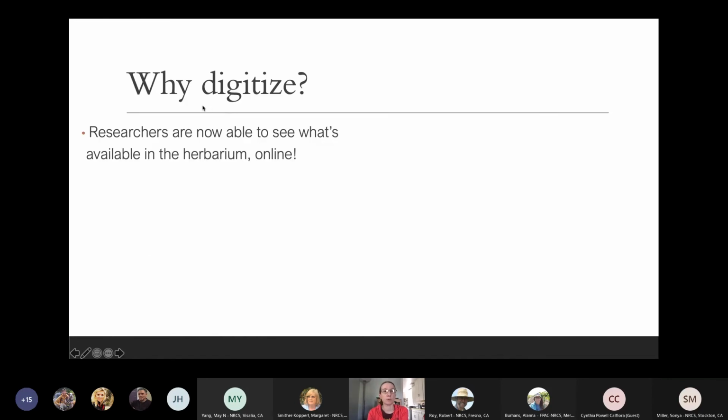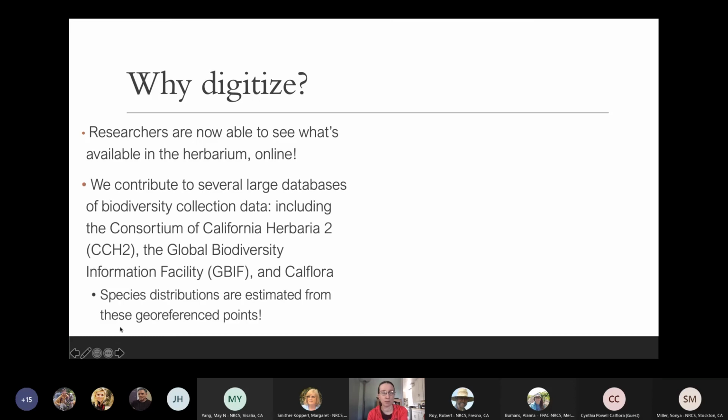So why digitize? Why are we doing this? Mostly because we are interested in the potential of these really big data sets. And part of the short-term benefit is that researchers can now see what's available in our herbarium. A lot of people had no idea what specimens were actually contained in our herbarium, and now they can easily just search for things online in our database. We're contributing to several large databases that are now searchable. So one of them is called the Consortium of California Herbaria 2 database, which you'll hear the other speakers talk about as well. And there are some big national databases like the Global Biodiversity Information Facility, that's actually international.